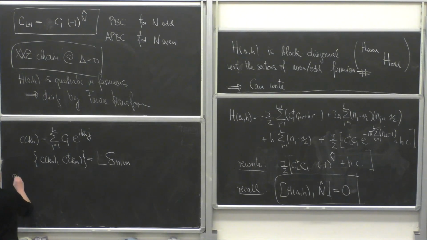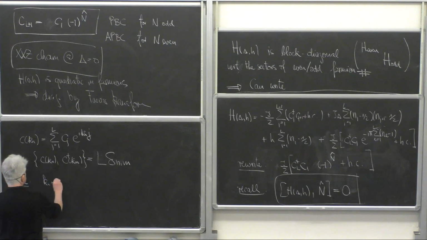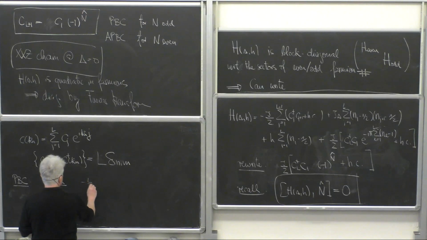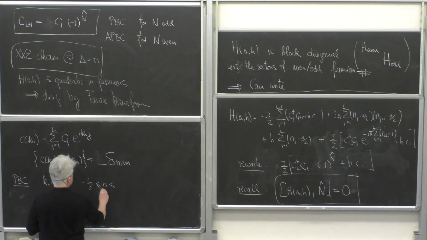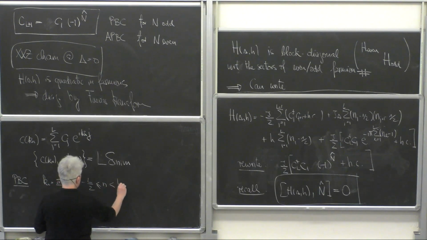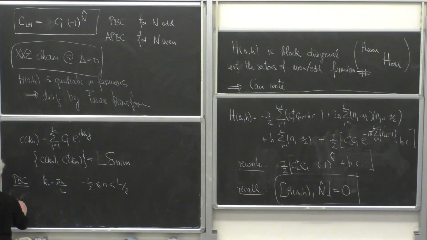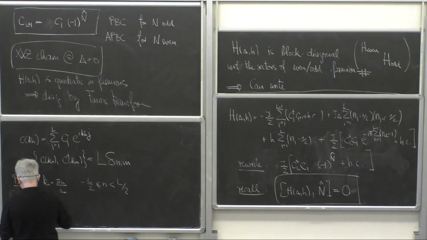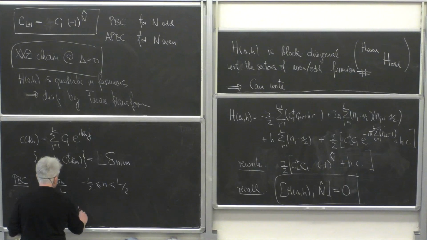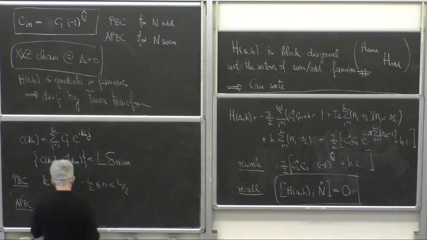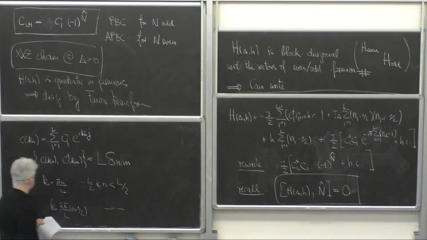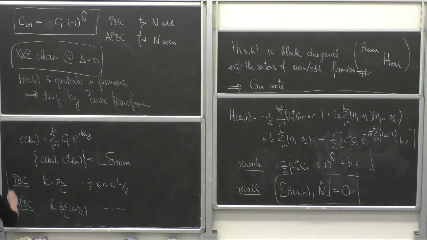And now if I have periodic boundary conditions, Kn is just 2 pi n over L, and so minus L over 2 less than n less than L over 2. Whereas if I have antiperiodic boundary conditions, Kn is 2 pi over L times n plus a half. And we would have the same here. So this is where the difference comes in.